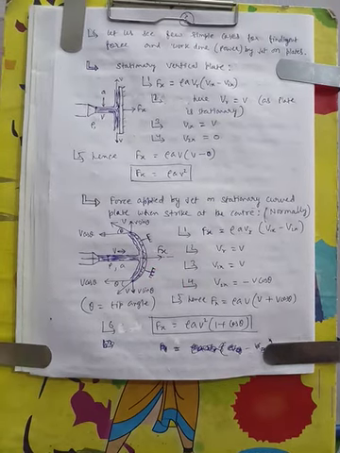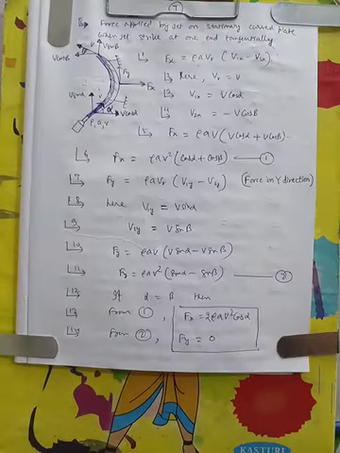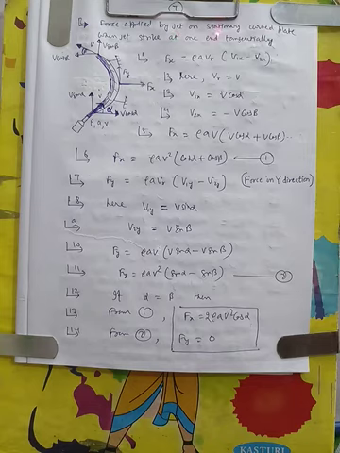Let us see one more case: force applied by a jet on a stationary curved plate when the jet strikes at one end tangentially. Now the jet is striking tangentially at one end. This is one end, and the two ends of the plate are there. So the jet is striking tangentially at one end, and suppose we have to find the force in x direction.